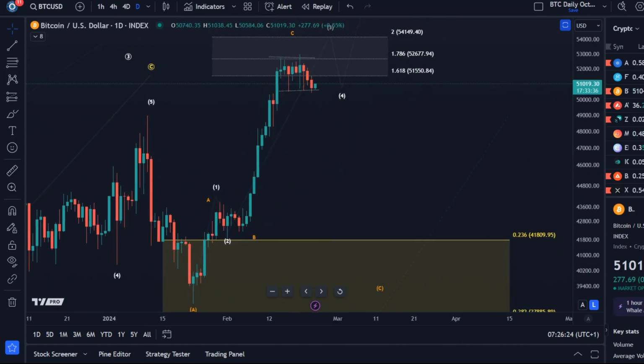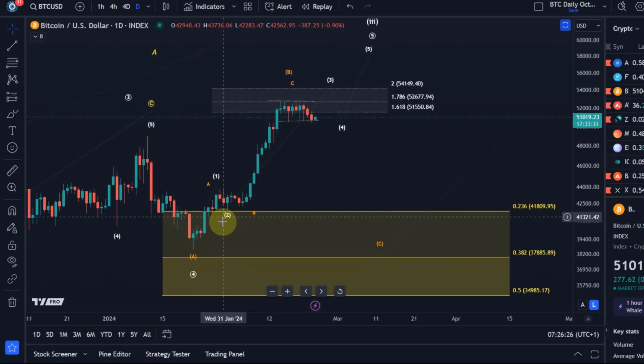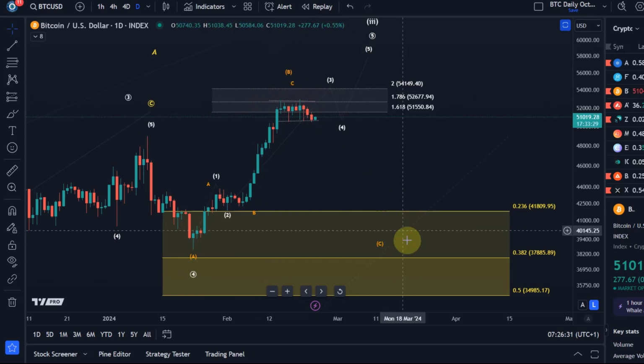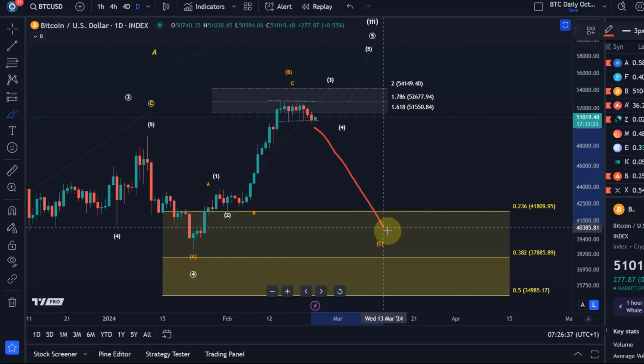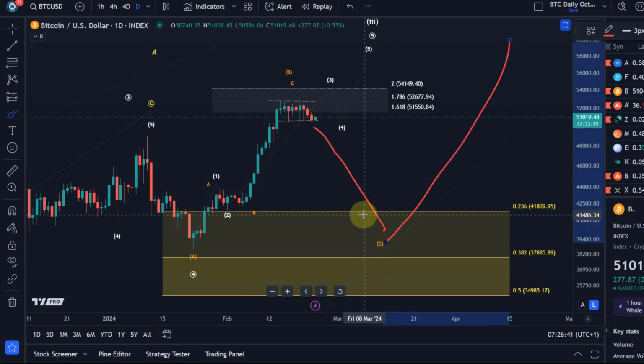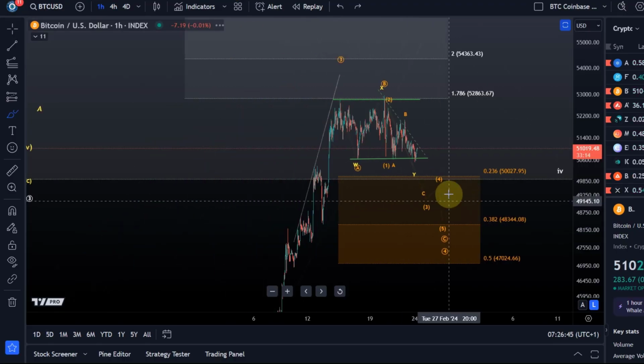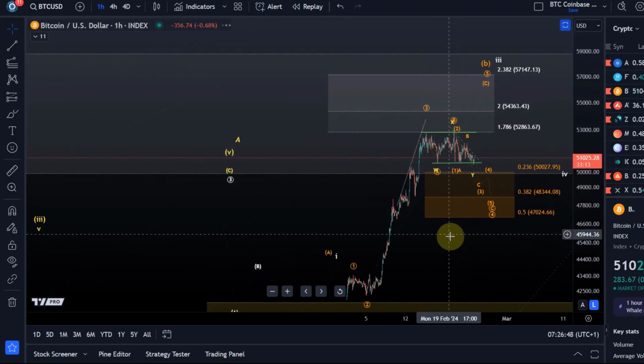But this is the preferred scenario, that we go up further in line with the white count, and the orange count is the alternative that will be activated below 47k, which basically means that we're likely going to revisit the yellow support zone down there before going up further. So now let's take a look at the 1 hour time frame. Here you see it in more detail.